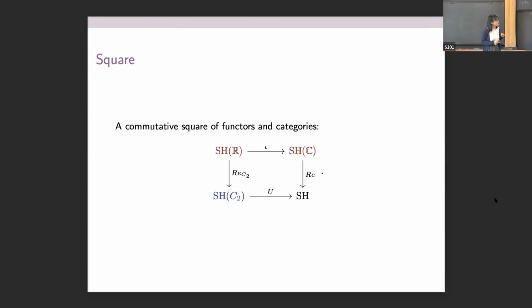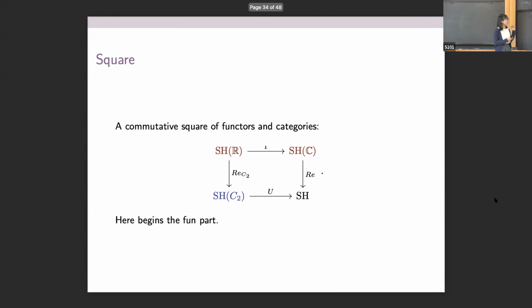So this square summarizes the example I just talked about. You have these four corners, they are stable homotopy categories, and the vertical arrows are given by the realization functors. The horizontal arrows, the bottom one is forget the group action, and the top one is given by base change. And here begins the fun part.